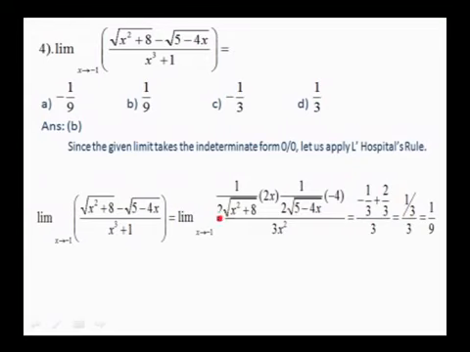So 1/2 root x square plus 8 into 2x, differential of root of x square plus 8, 1/2 root x square plus 8 into 2x. So minus 1/2 root 5 minus x into minus 4. Now the denominator x cube plus 1, differential is 3x square.